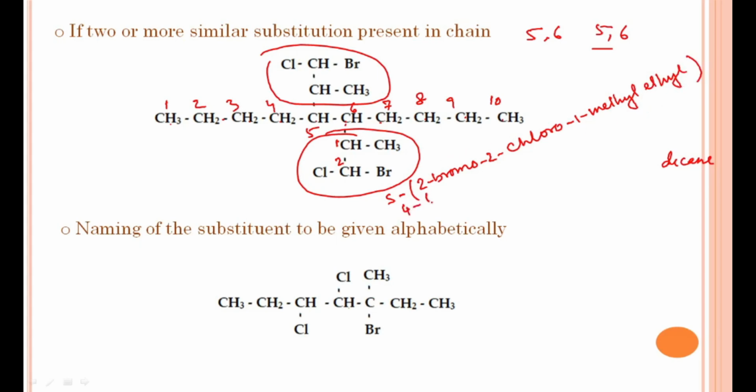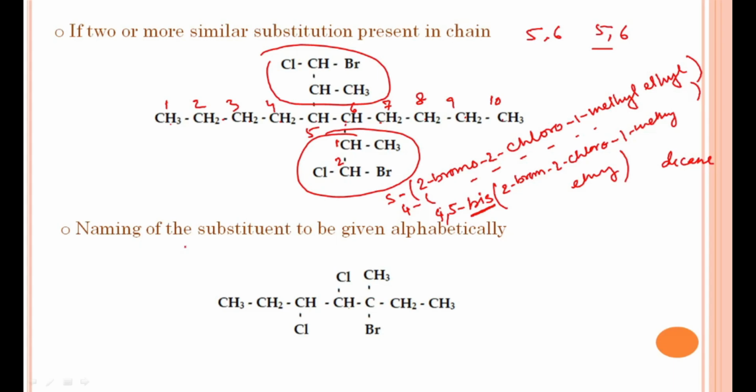In the fourth position also a similar group is present. So if such kinds of groups are present, such arrangements are there, then we have to use bis. As an example, for this structure we can write 4,5-bis(2-bromo-2-chloro-1-methylethyl)decane. So like that we have to give naming if similar type of group is present. So bis is what we have to use if two similar substitutions are present. Next, come to the next rule.